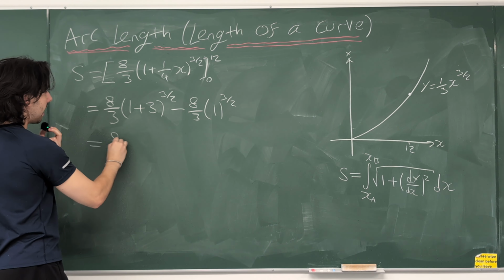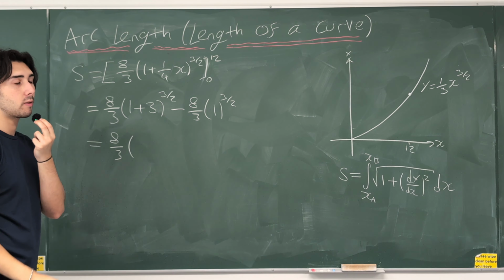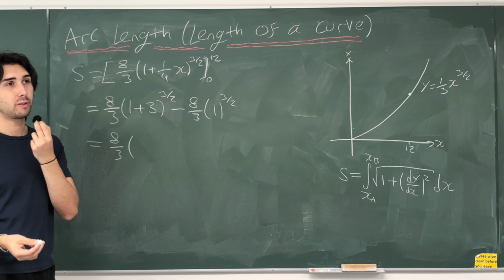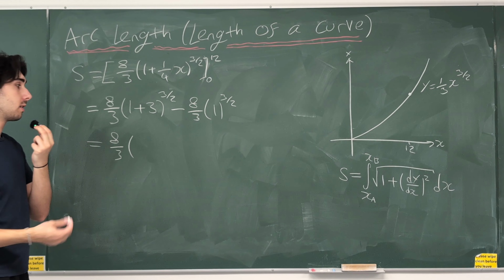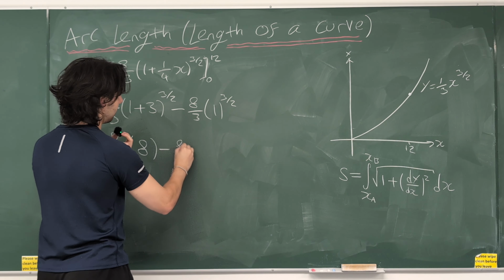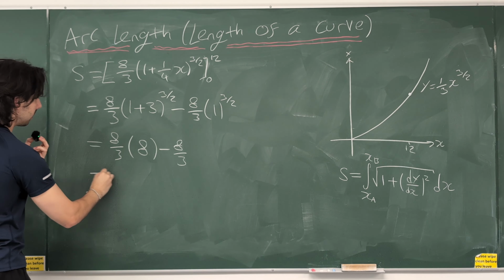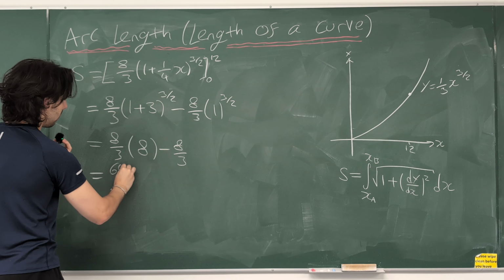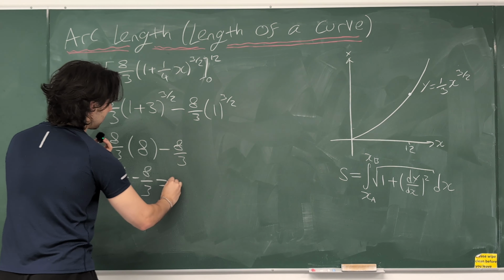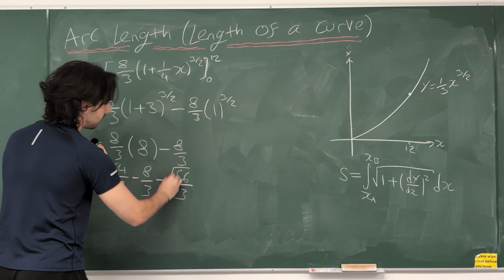And this is equal to 8 over 3 times 4 to the power of 3 over 2. 4 to the power of 3 over 2 is 4 to the power of a half, so 2, and then to the power of 3. So that's just the number 8, minus 8 over 3, and then obviously 1 to the 3 over 2 is just the number 1. So this gives us 64 over 3 minus 8 over 3. And that's going to be 56 over 3, which is the final answer.